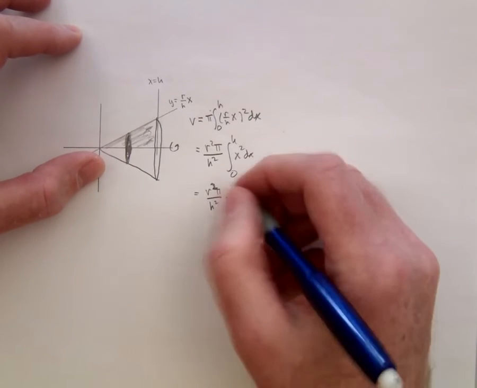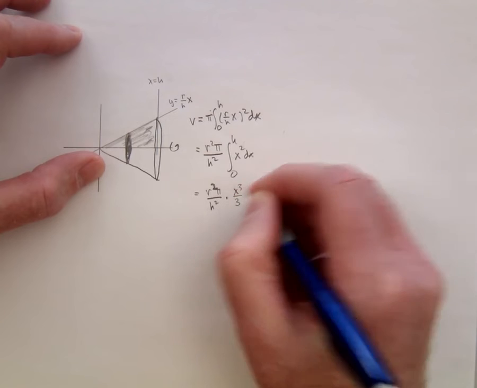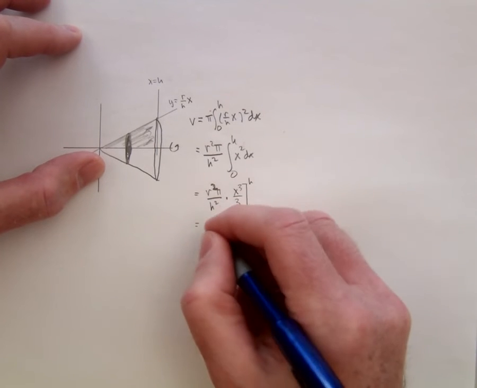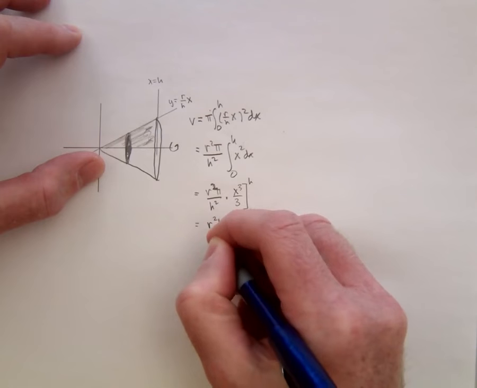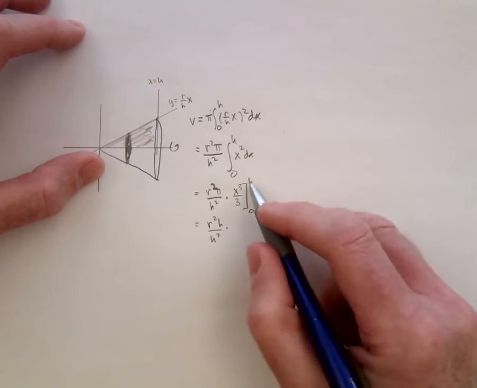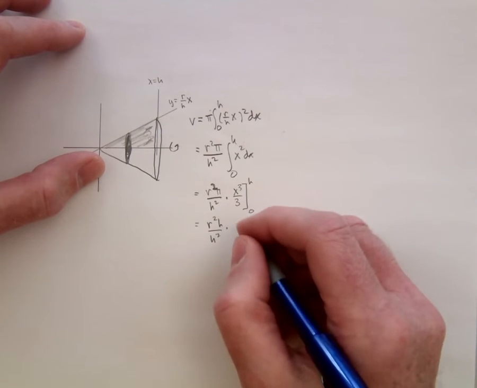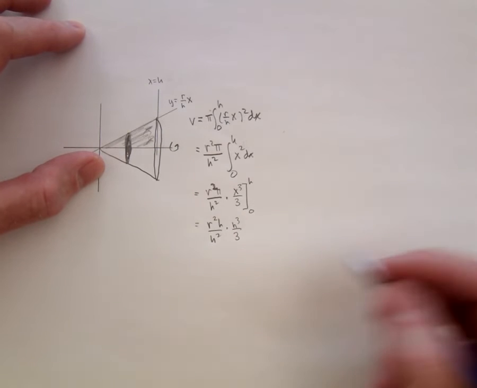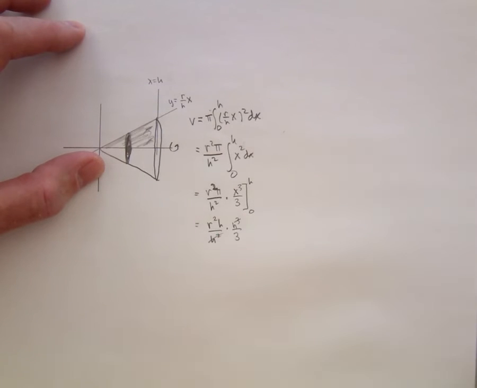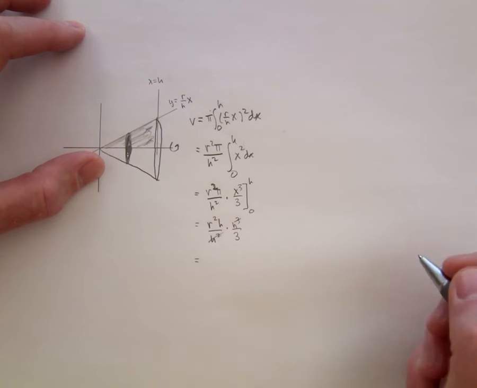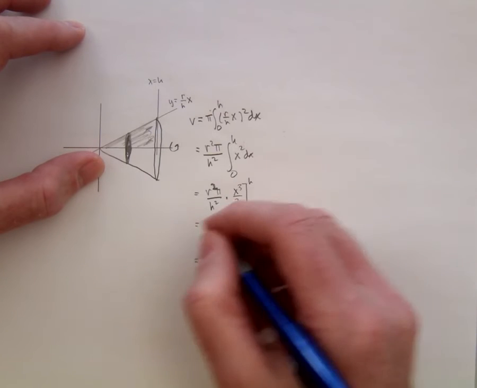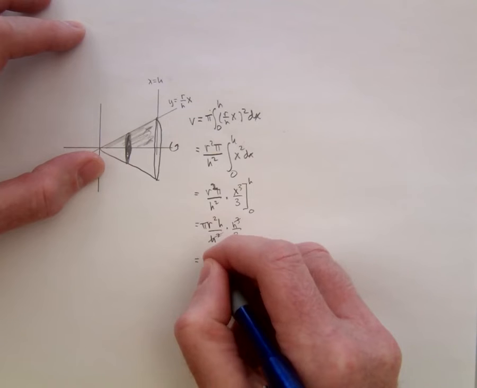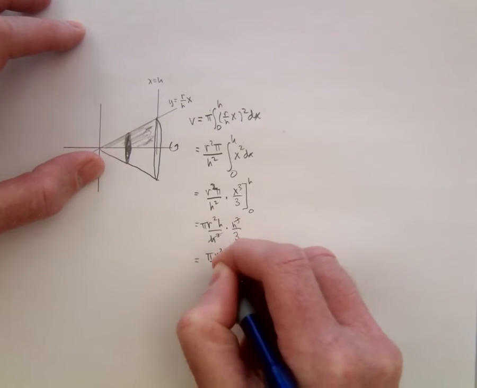Now it's going to be x cubed over 3 from 0 to h. It's going to be r squared pi over h squared times h cubed over 3, minus 0 cubed over 3, which is 0. Cancel some h's, and what have we got? Oh, I forgot my pi. We've got pi r squared h over 3.